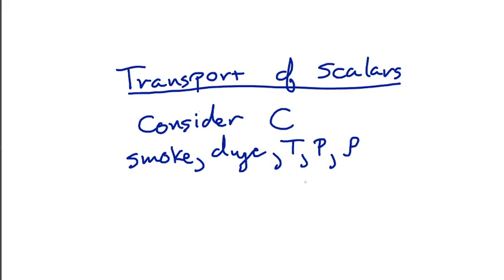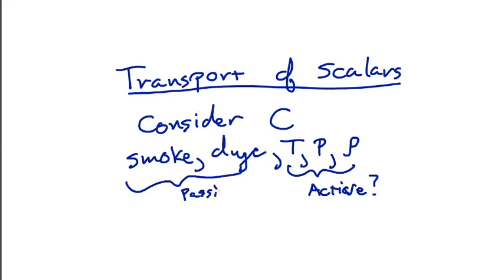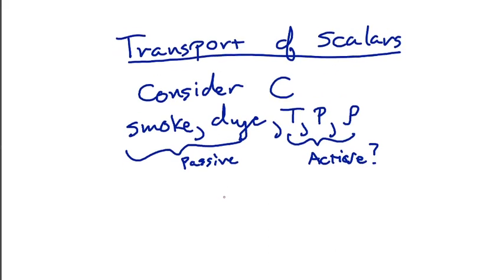We don't know yet whether our scalar here, our C, is an active scalar, like temperature, pressure, or density might be, something that changes the flow, or a passive scalar, like smoke or dye are likely to be, something that just is carried along with the flow. So it might be active, it might be passive. We haven't decided that yet. But any of these things might have a role.